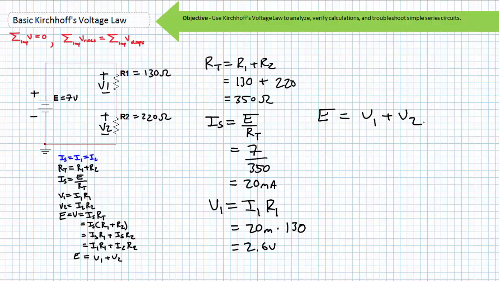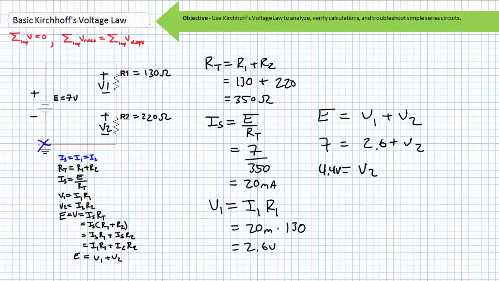Now all we have to do is put some numbers in there. E was given to be 7 volts. V1 we calculated using Ohm's law to be 2.6 volts. Now solve for V2. Subtracting 2.6 volts from both sides means V2 must be 4.4 volts. Mathematically, this should make sense. More importantly, electrically, this should make sense.